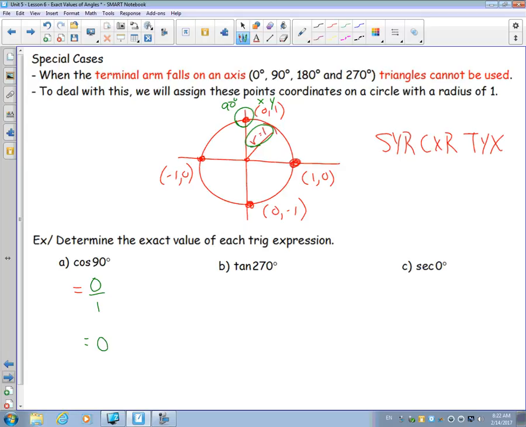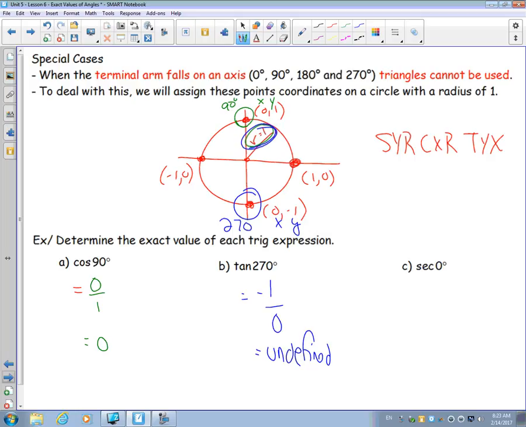If I wanted to do tan 270, 270 is down here at the bottom. There's my x, there's my y. r is still 1. So tan will be y over x. You can't divide by 0, so we actually call that undefined. You can't find the tan of 270. If you try in your calculator, you'll see that, and it'll say error.